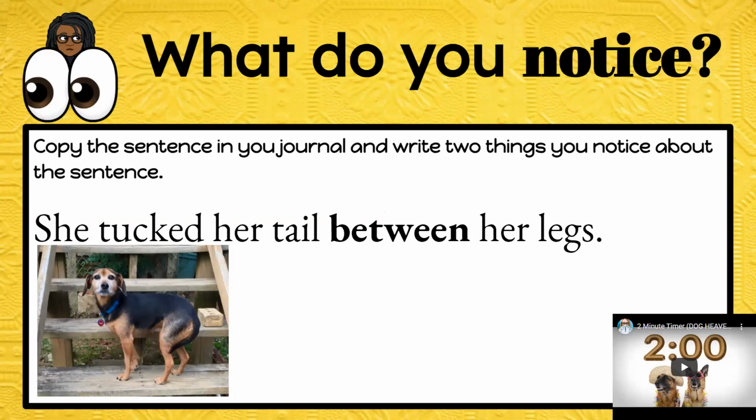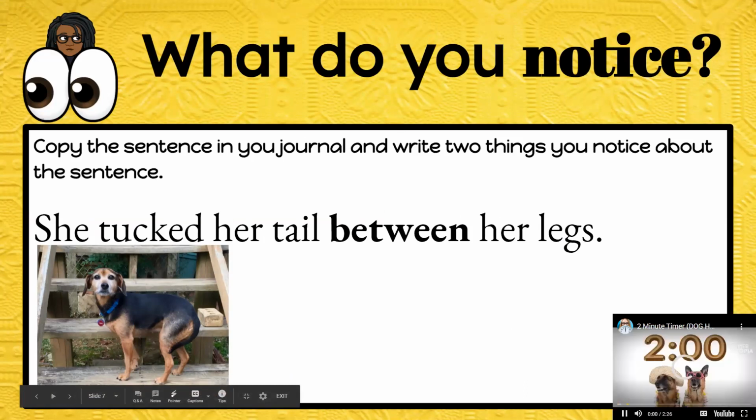It says, she tucked her tail between her legs. All right, so you'll notice that there's a picture right here, and it shows you exactly what the sentence says. She tucked her tail between her legs. In the picture, you see the dog, and of course, her tail is tucked between her legs. So this picture shows a preposition. The word between is a preposition.